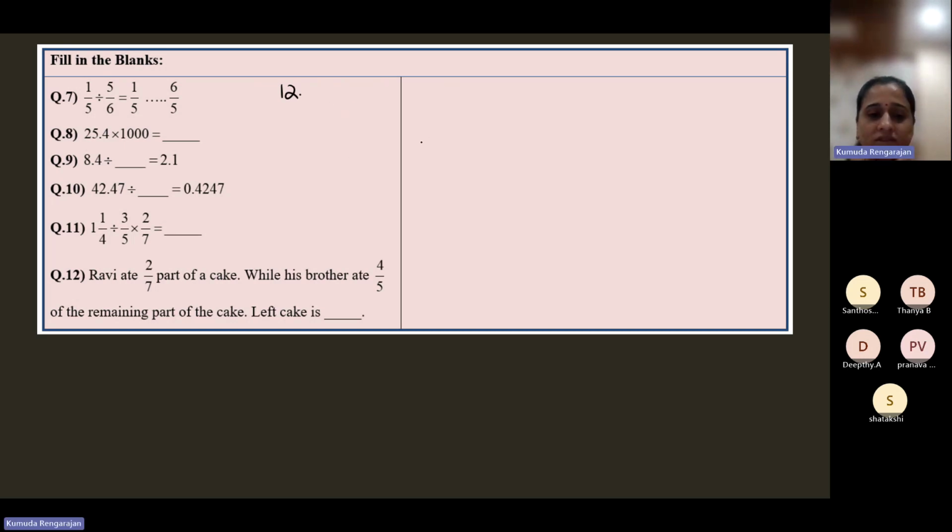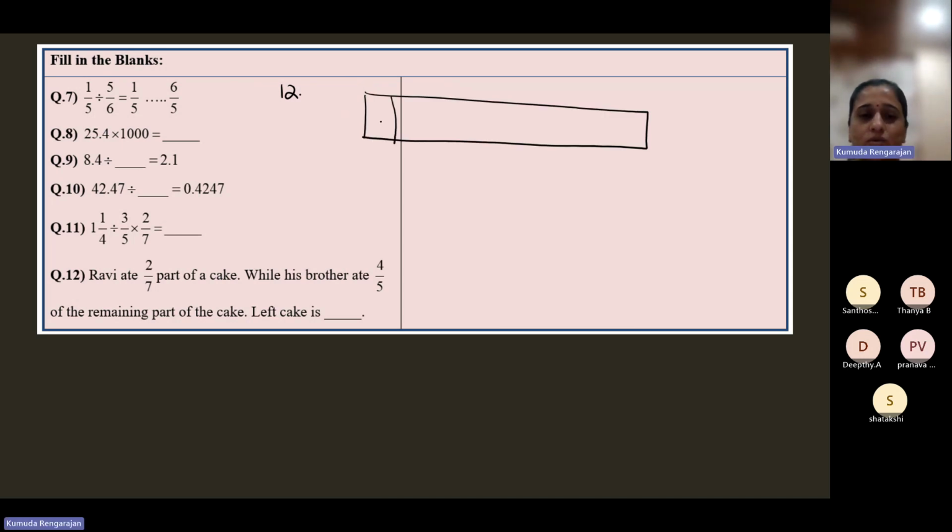Ravi ate 2/7 part of a cake while his brother ate 4/5 of the remaining part of the cake. See, say there is a toffee divided into 1, 2, 3, 4, 5, 6, 7, 8, 9, 10 pieces. Now, if a person eats half of this, that means 5 pieces. So 5 is eaten by one person.